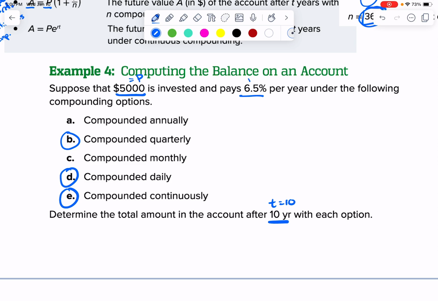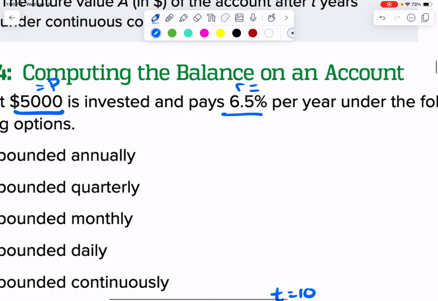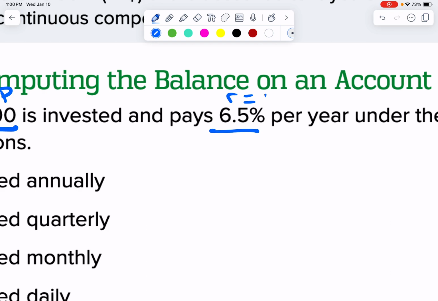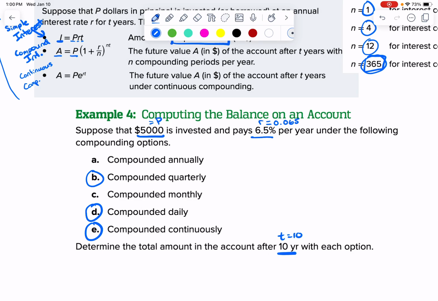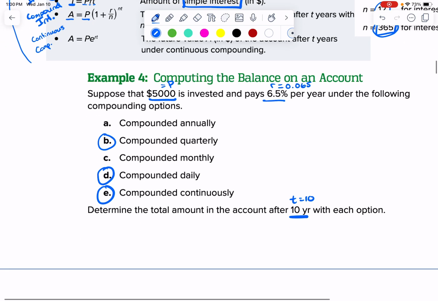6.5%, that is your rate, except I'm going to write in here 6.5%. You have to convert it to a decimal first, so it's 0.065 per year under the following compound options. Okay, so I'm just going to do B, D, and E. B is compounded quarterly. Here's what it looks like if I compound quarterly.